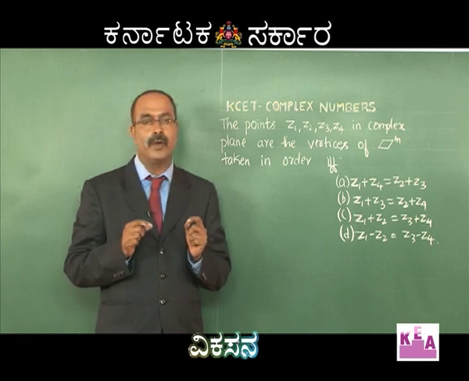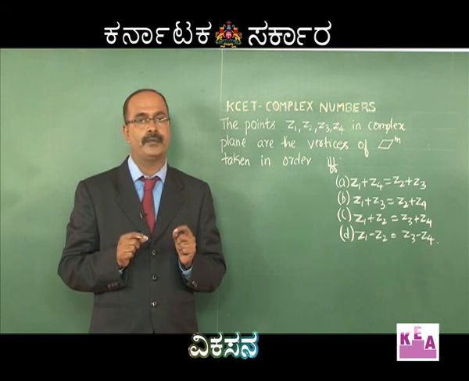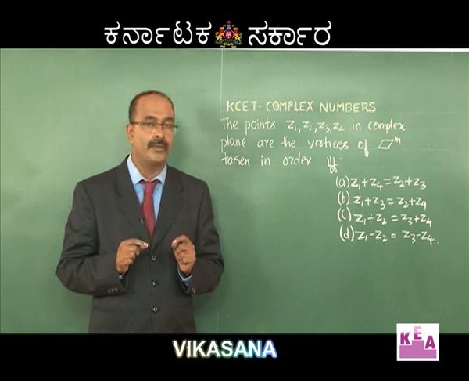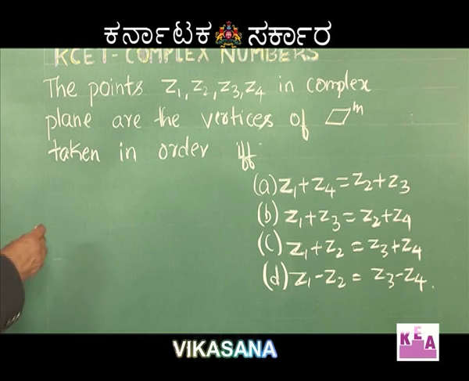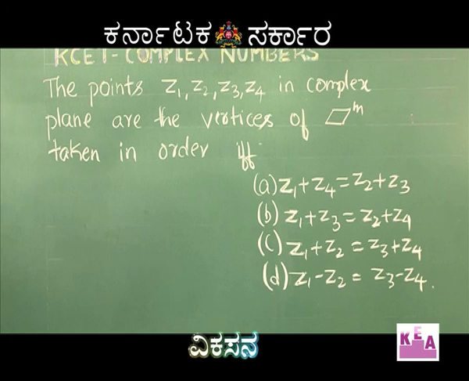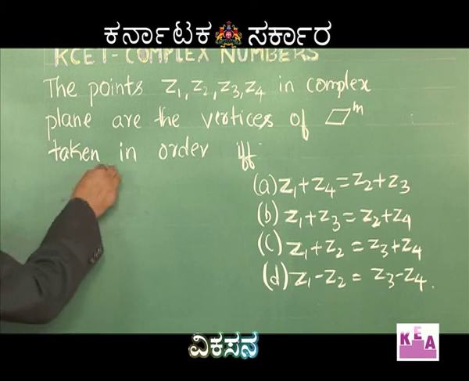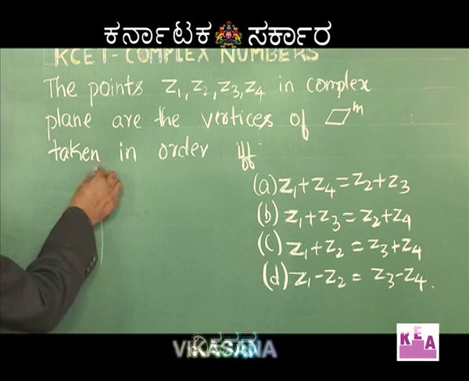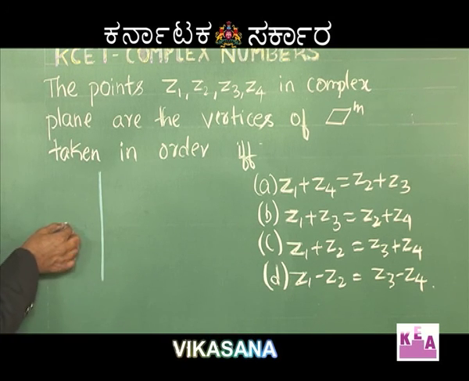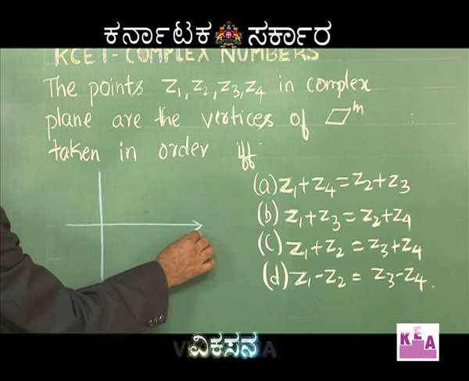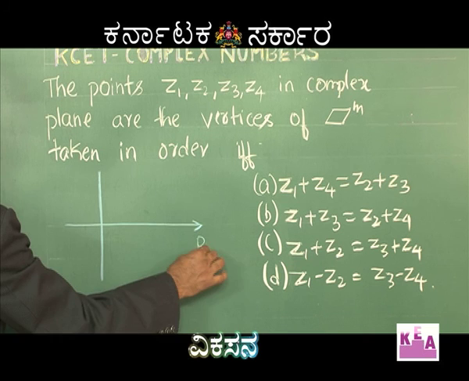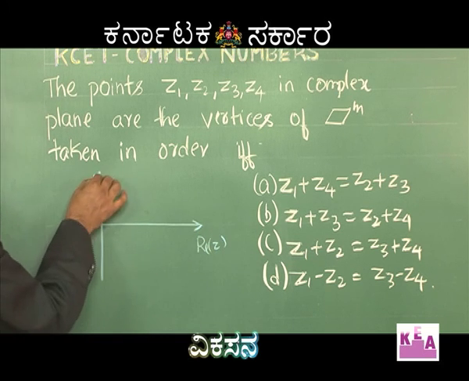This problem looks like a complicated one, but you do not have to worry about it. It is very, very simple if you just use some common sense. Look at this, dear students. I'm just trying to represent the numbers in the complex plane. This is the x-axis, that is the real part of Z, right? And this is the imaginary part of Z.